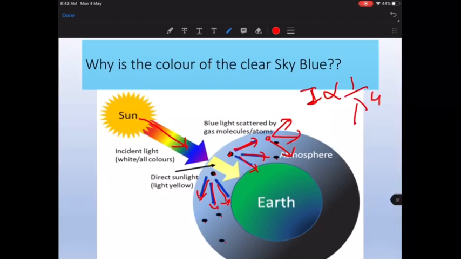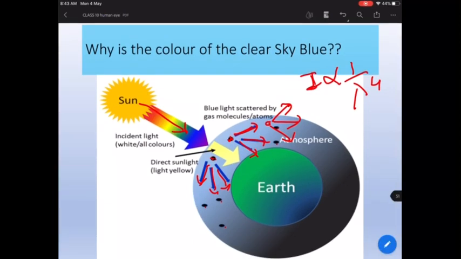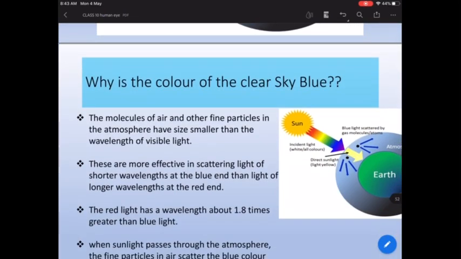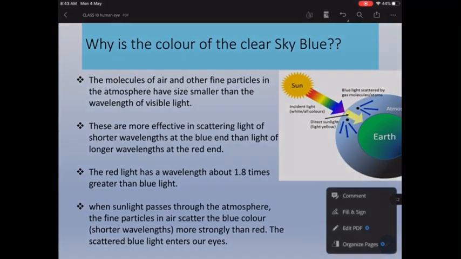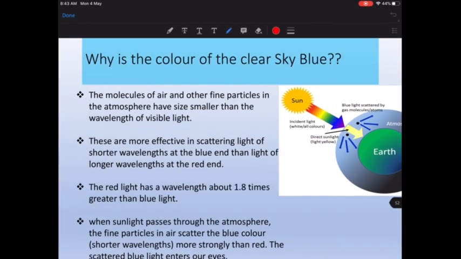The violet will also get scattered, but when you mix blue and violet, the resultant will be a blue color. So that's why you see the sky as blue in color, because these particles are only able to scatter the blue light initially. Okay, so that is the reason why we see our sky blue. So these are the points for why we see the sky blue. Please note down these points.